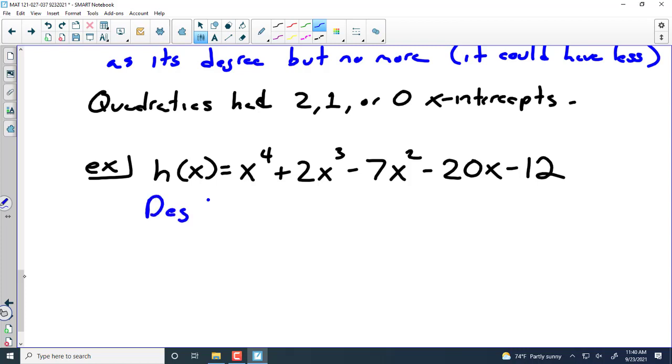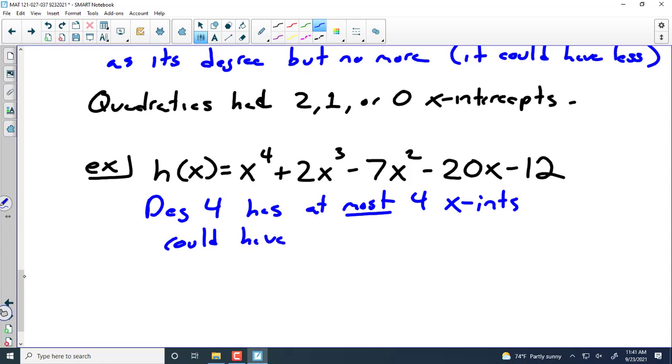Degree 4 has at most 4 x-intercepts. Could have 4, 3, 2, 1, or 0. I don't know how many it has. I will tell you this though, and this is true, everyone.